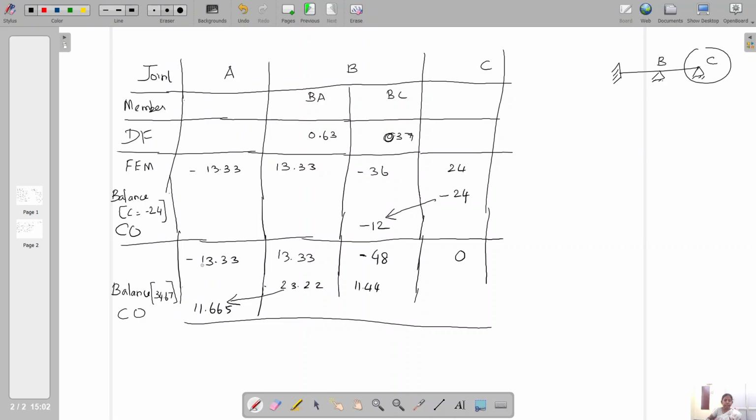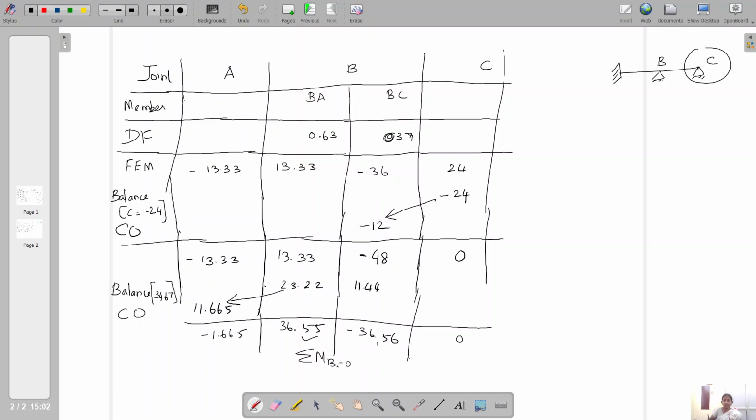Finally add: minus 13.33 plus 11.665 is minus 1.665. Here, 13.33 plus 23.22 is 36.55. Minus 48 plus 11.44 is minus 36.56. Here you can drop the same value. Okay, now you consider the equilibrium condition, that is, summation of moment at joint B equal to 0.